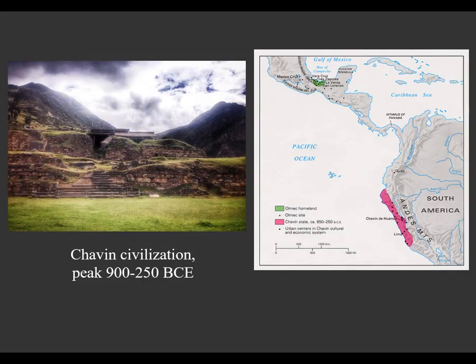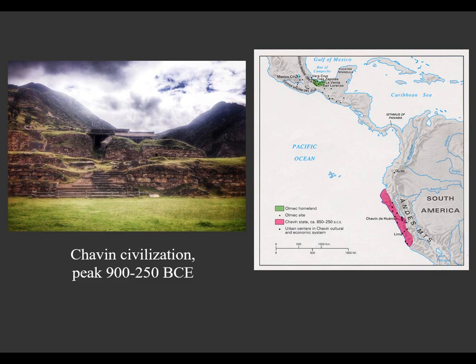Chavín civilization will come to be one of the very early, very important ones. Largely again because they figured out how to use llamas to get goods from the lower elevations up to the higher elevations, and again because the llamas could carry more goods than any individual person, so a pack of well-trained llamas can be very useful. And the Chavín were some of the first to figure this out.